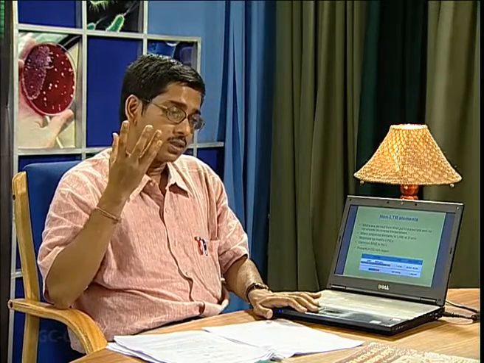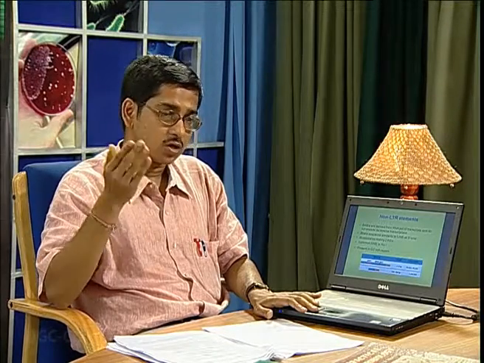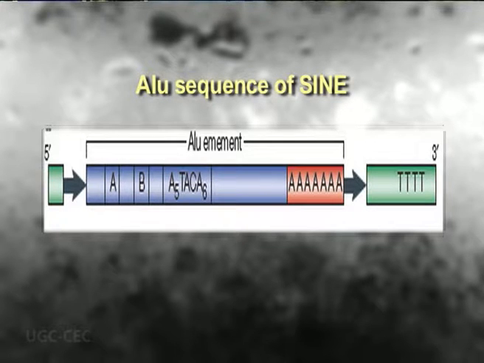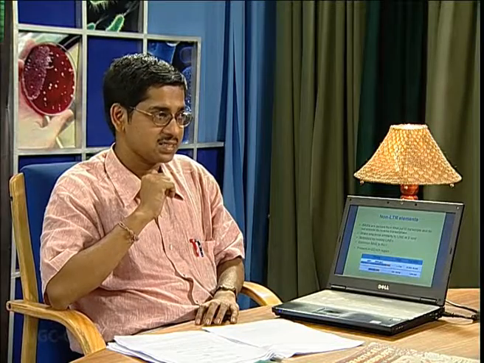Even when we do studies of the human genome, a particular SINE is very important, called the Alu sequence. The Alu sequence, that stretch of SINE, is identified by the restriction enzyme Alu. That's why the name is there, so it can cut at that site. And there are such sites present throughout the human genome.